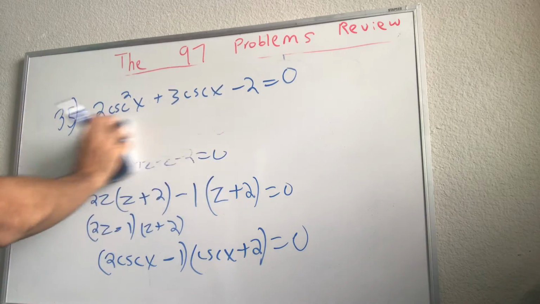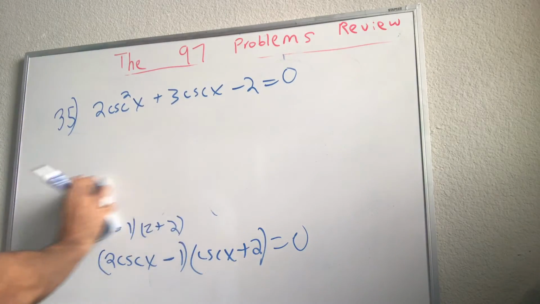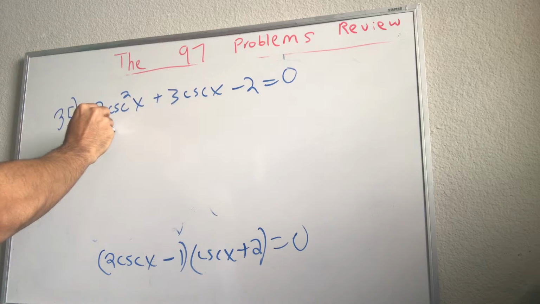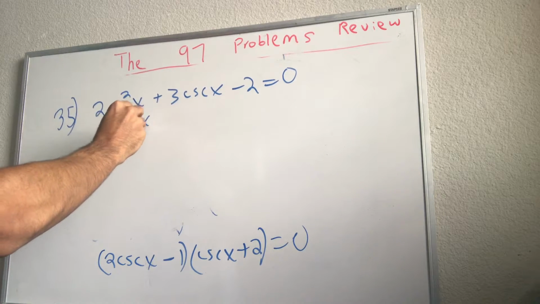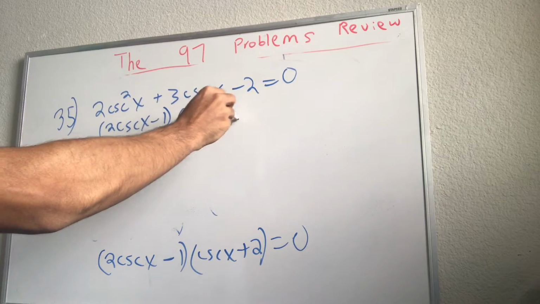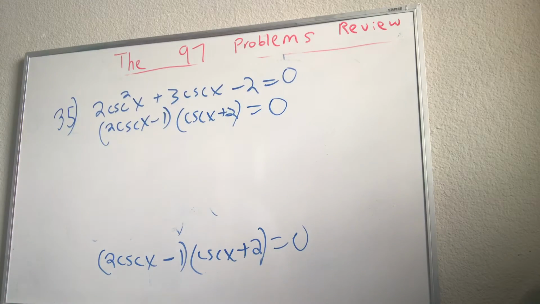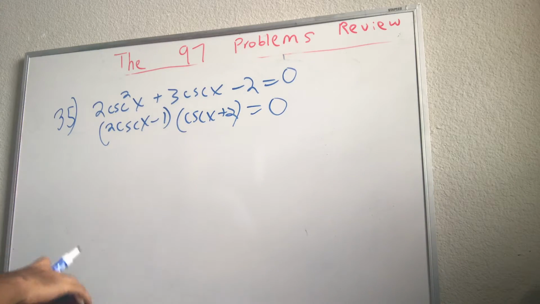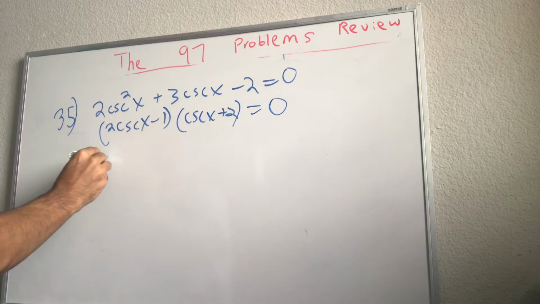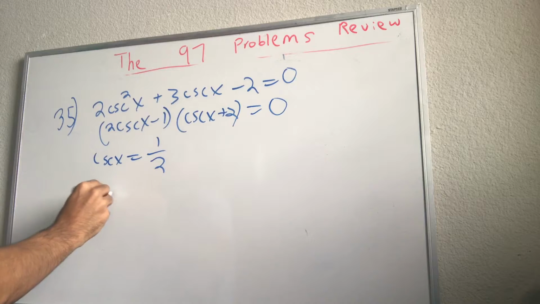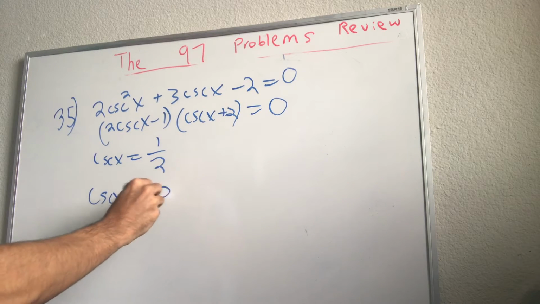So this is what we have over here. After factoring everything out, this equation is 2 times cosecant of x minus 1, times cosecant of x plus 2, giving us 0. So we have that for question number 35. Now we want to set each factor to 0, and we see that cosecant of x is equal to 1/2. Similarly, cosecant of x is equal to -2.